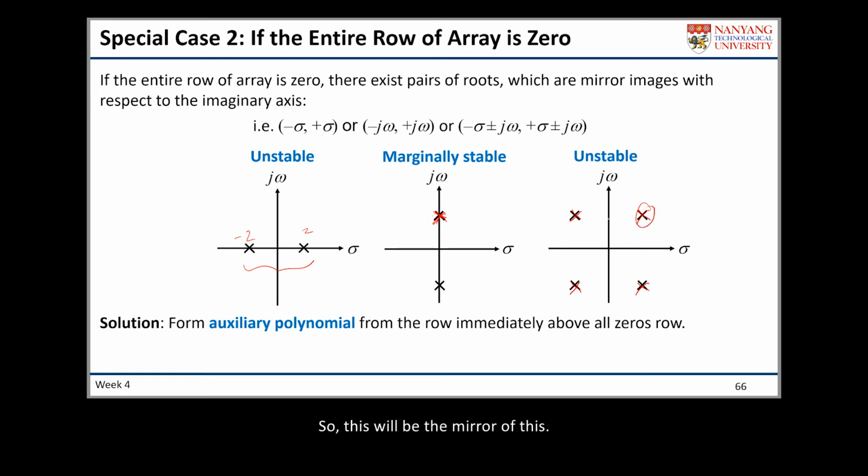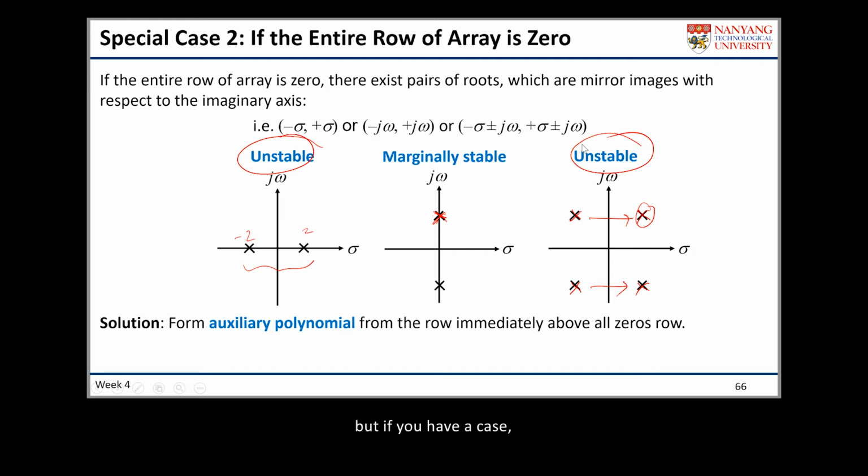So this will be the mirror of this. This is the mirror of this. So what does it mean? Again, for this special case, you will never have a stable system because your pole, if it is negative, will always be mirrored by the imaginary axis to the positive pole. If it is a complex conjugate pair of poles, if you have one in the left-hand plane, you will also have another pair on the right-hand plane because it is always mirrored by the imaginary axis. So in those two cases, you will have unstable systems.